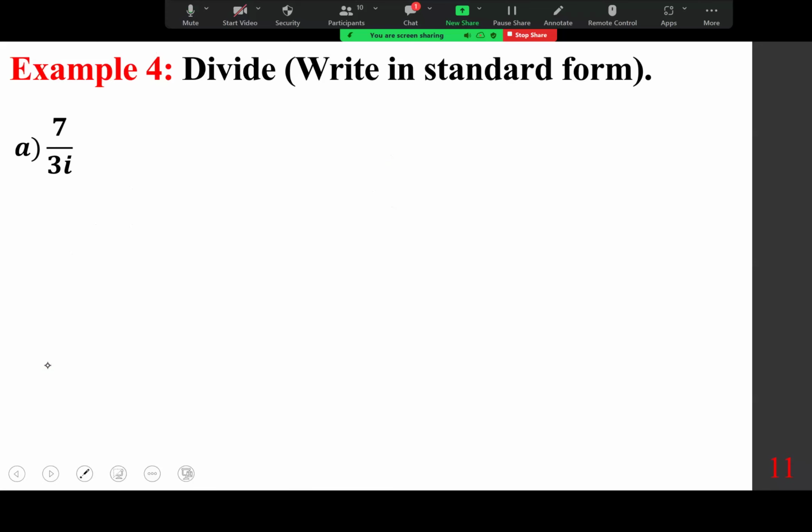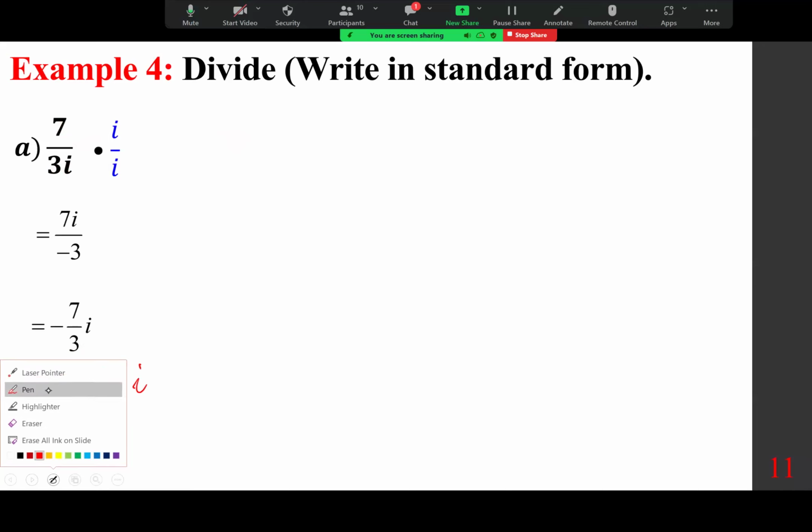Starting with 7 over 3i. When you have just multiples of i, of course the conjugate for that is negative 3i, but just multiplication by i will fix the problem. So we multiply by i and of course divide by i. When we do that, the top is clearly 7i. The bottom is 3i squared, which is negative 3, and that makes it negative 7/3 i. If anybody wants to write it in the form that was mentioned, it's 0 minus 7/3 i.